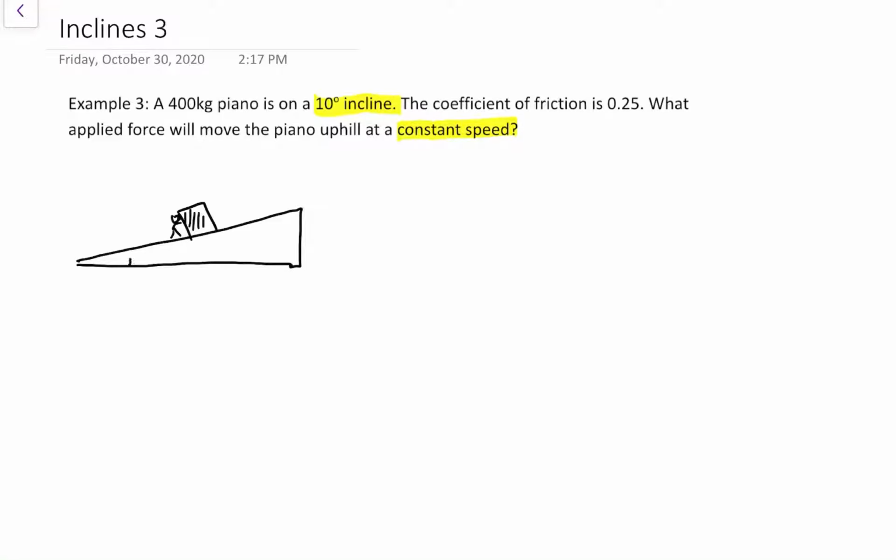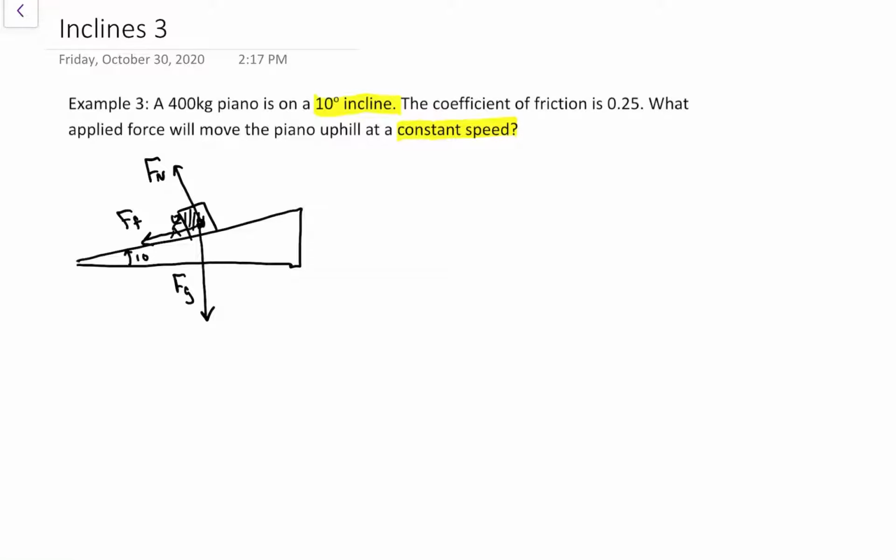It says it's a 10-degree incline, so that means the 10 degrees fits in down there. Gravity's pulling this thing straight down. Normal force by definition is always perpendicular to the incline, so I'm going to draw it that way, Fn. Friction, since they're pushing it uphill, friction's going to be downhill.